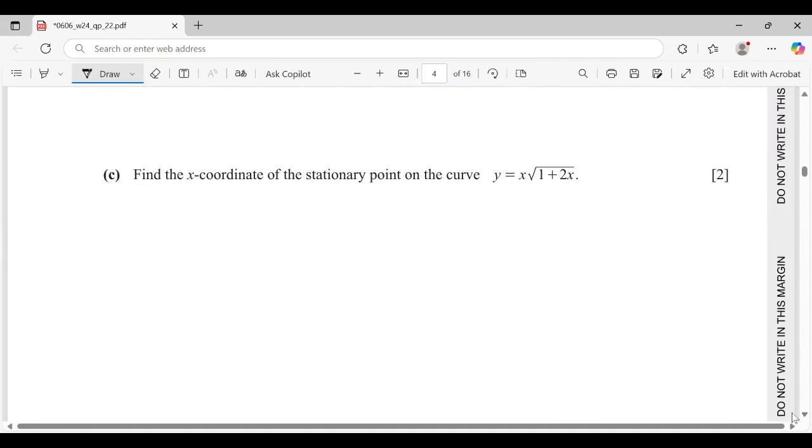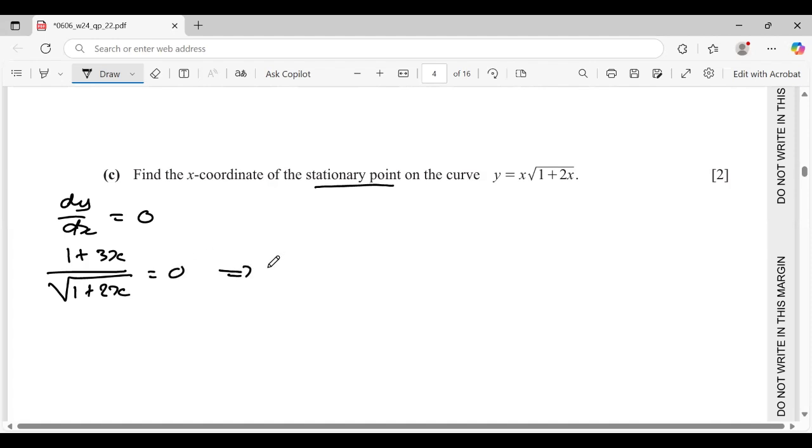Next question, part C. Find the x-coordinate of the stationary point on the curve y equals x square root of 1 plus 2x. To find the stationary point, we need to set dy/dx equal to 0. That means 1 plus 3x over the square root of 1 plus 2x equals 0. So if we multiply through, 1 plus 3x equals 0. So x equals minus 1/3.